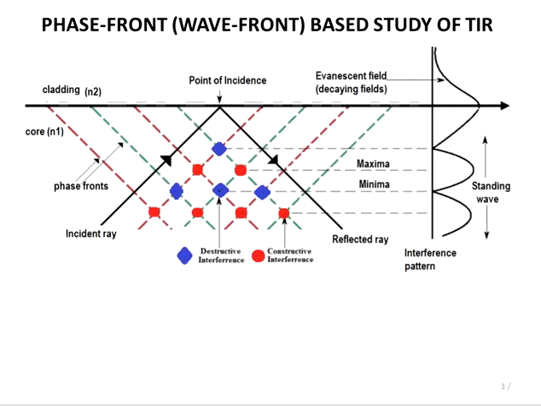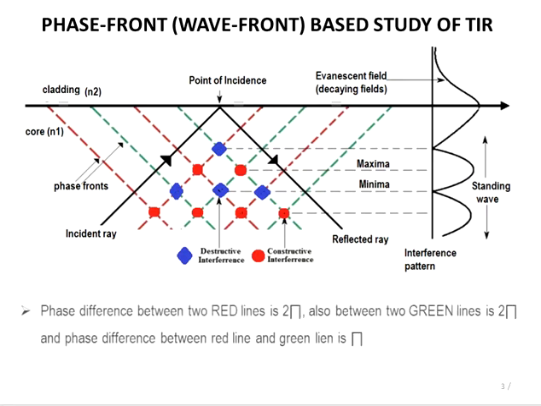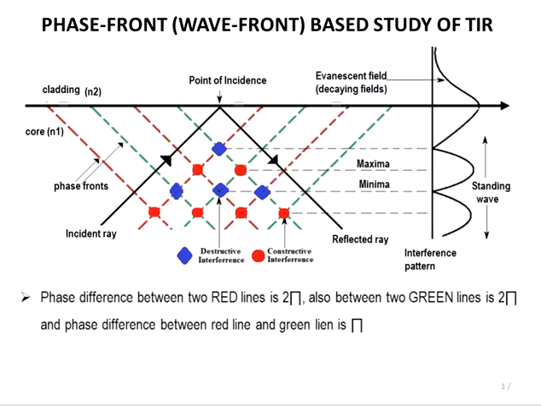Now consider the core having refractive index n1, cladding having refractive index n2. Now when a ray is incident and strikes the core cladding boundary, the ray will be reflected because of total internal reflection. So if we consider the incident ray, there will be phase fronts which are traveling towards the core cladding boundary, and for the reflected wave, the wavefronts will move away from this boundary.